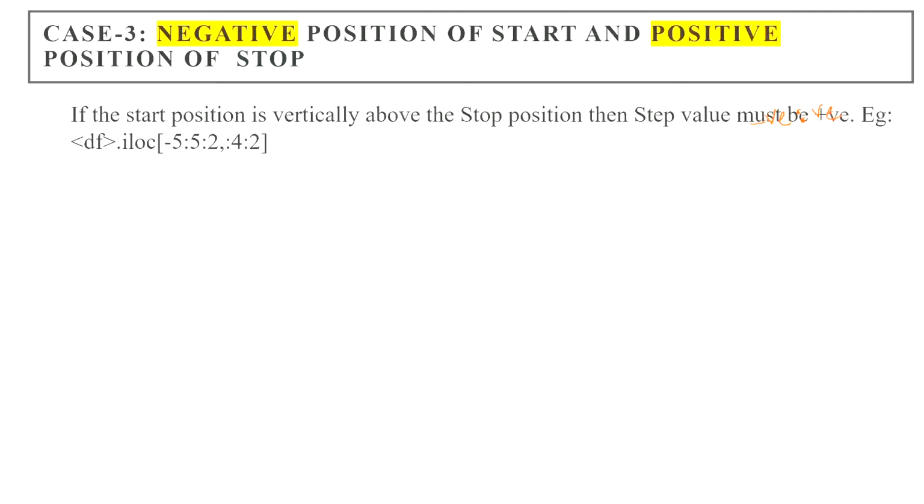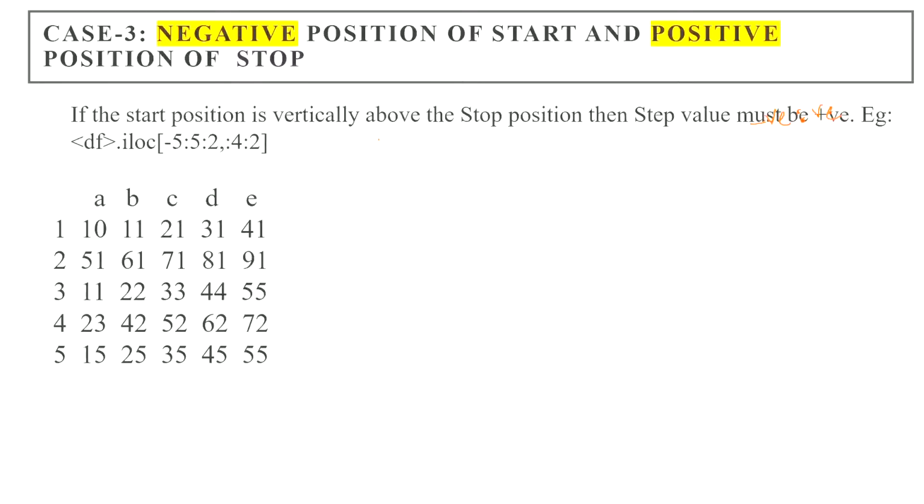Okay, let's see the next condition: negative position of start and positive position of stop. That means negative position of start, so first one is negative and this one is positive. Okay, positive position of stop. Now see, in this case, we need to check another case. Here we need to check start position is vertically above or not. Previous one we have seen the start position is vertically below, right? Now here you see start position is vertically above stop.